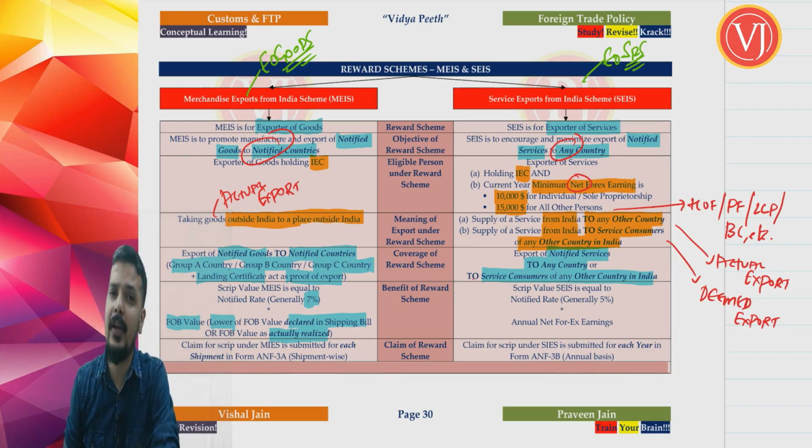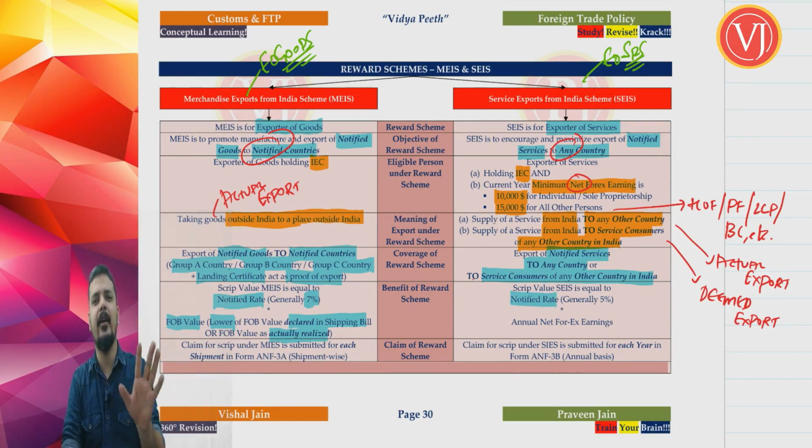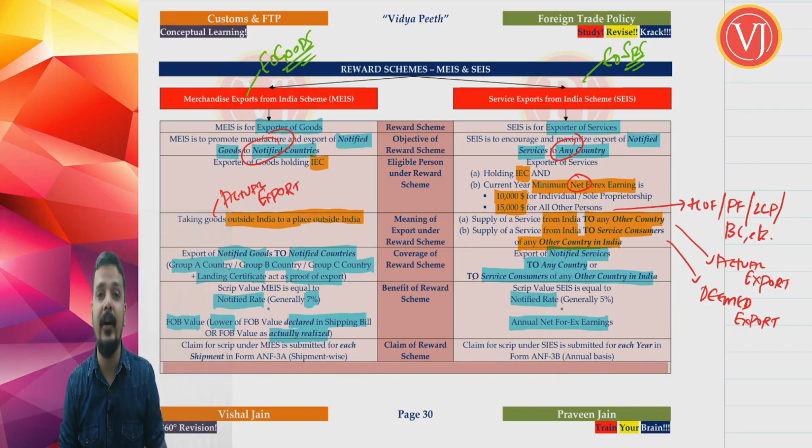Whereas friends, when you talk about your SEIS script, it is the notified rate. Notified rate, it will be different for different cases. Normally it is 5%, but go with the rate given in the question. Notified rate multiplied by annual net foreign exchange earnings. Annual net forex earnings. Net foreign exchange earnings.